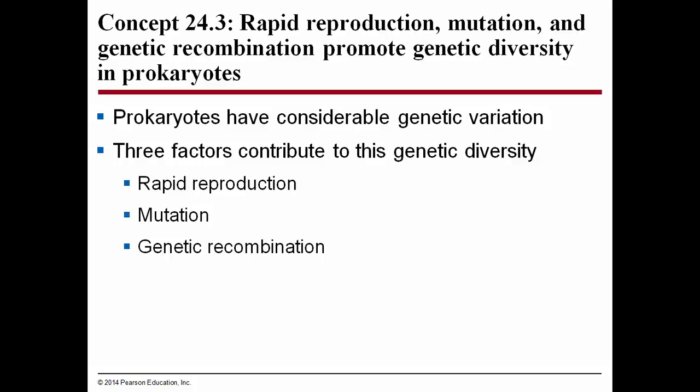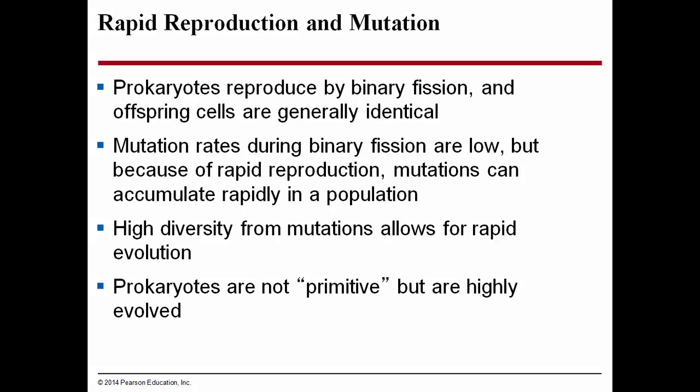Genetic recombination is the potential for bacteria to take up DNA from their surrounding environment or even from another bacterium and to incorporate that DNA into their genome. Prokaryotes reproduce by binary fission, and offspring cells are generally identical. Mutation rates during binary fission are low, but because of rapid reproduction, mutations can accumulate rapidly in a population. A high diversity from mutations allows for rapid evolution.